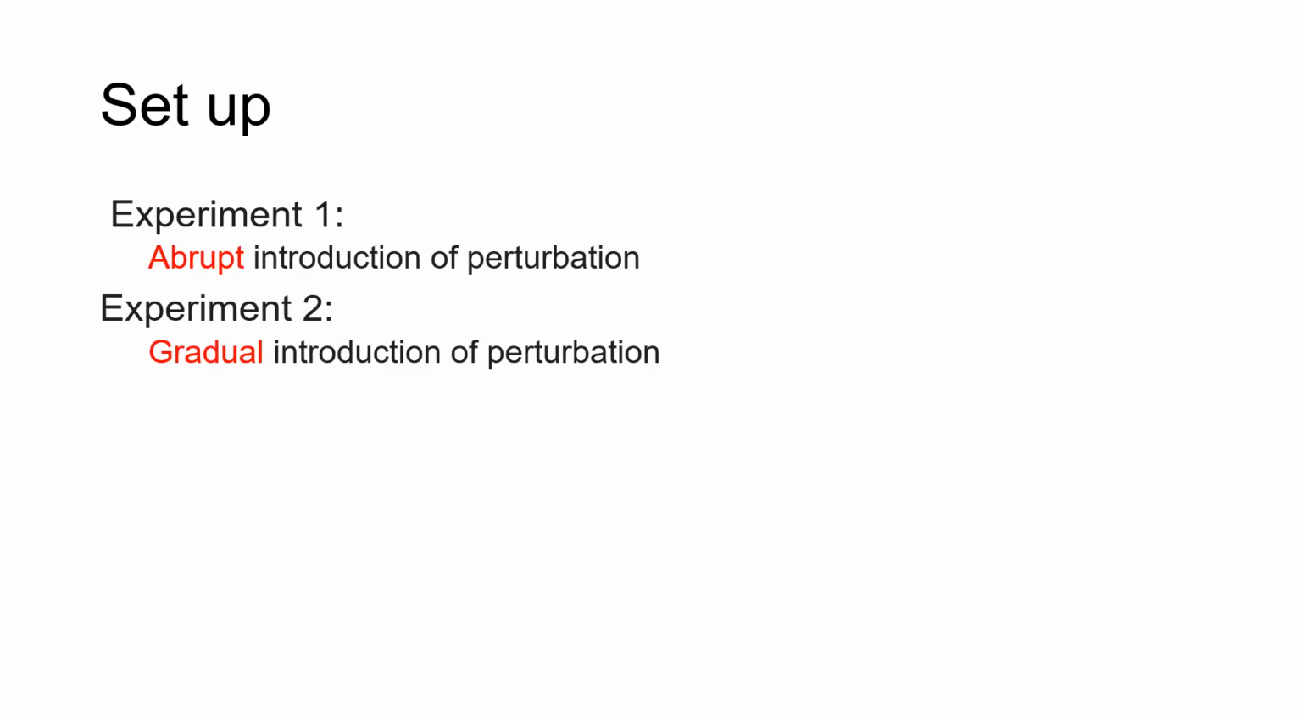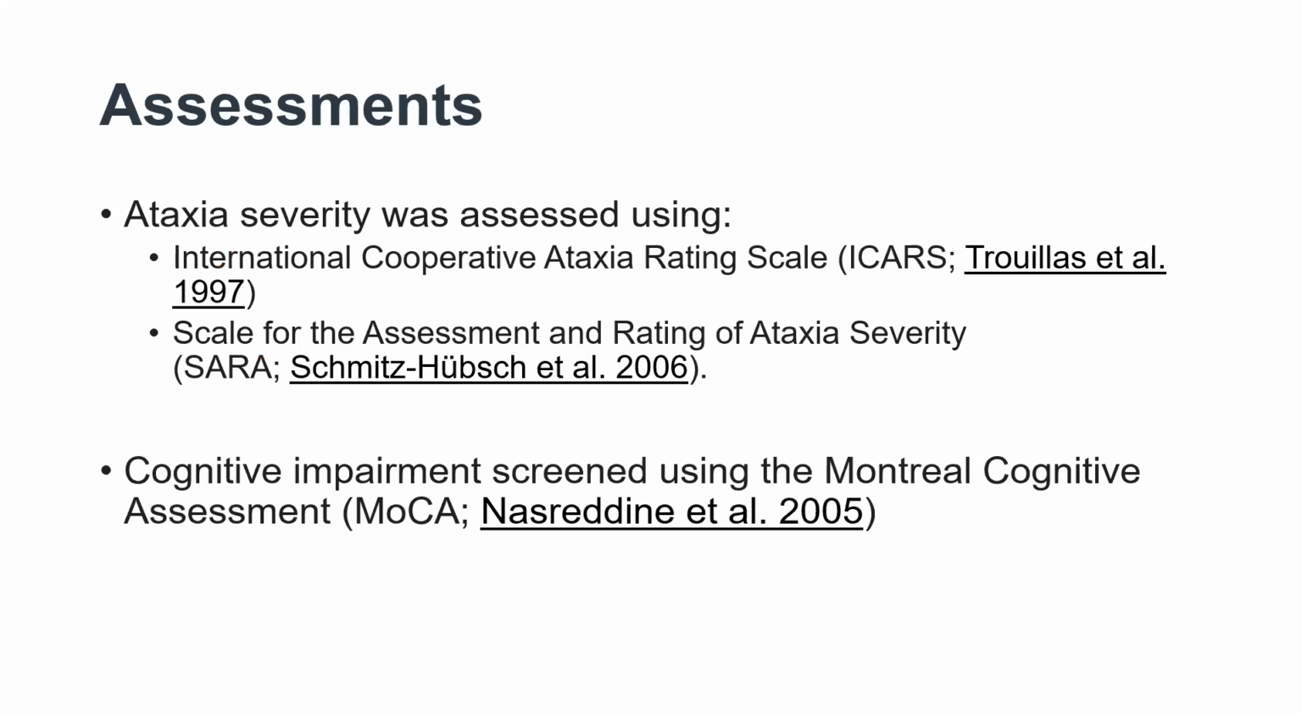And the basic experimental setup consists of 2 experiments. Experiment 1, where the visual motor rotation or discrepancy between action output and visual feedback is introduced all at once, compared with experiment 2, where that discrepancy is introduced gradually from trial to trial. Some assessments for screening experimental participants include the ICARS and SARA, which are both methods for evaluating the severity of the cerebellar damage, and cognitive impairment was measured using the Montreal Cognitive Assessment.